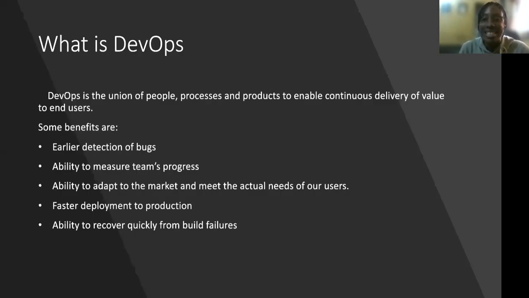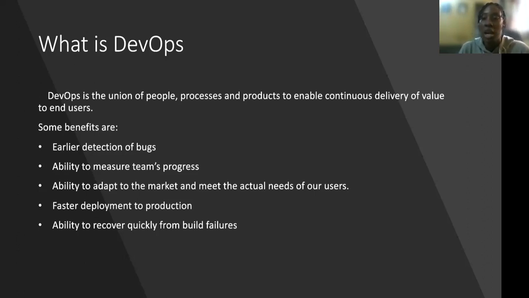So what exactly is DevOps? DevOps is a practice which encourages the formation of teams which consist of developers, testers, operation managers, and generally people who have a direct role to play in software development. Instead of having these people in different silos working separately, we bring them all together in a team. So why do we do that? To detect bugs earlier, to measure our team's progress and ability to adapt to the market and meet the actual needs of our users, to deploy faster to production, and to recover quickly from build failures.